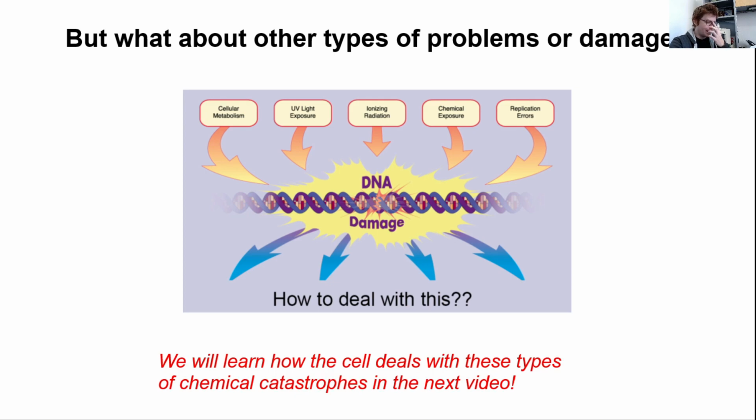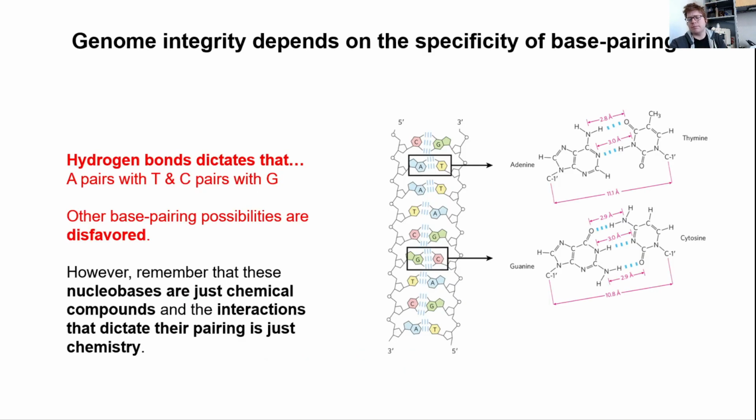And so why are these chemical catastrophes potentially catastrophes, right? I mean, couldn't these chemical modifications have no effect on base pairing? Well, that's always a possibility, but remember that the genome integrity, that is this idea of being able to have a perfect genetic material that can be used as a template to copy perfectly and pass on to the next generation, really depends on the specificity of base pairing. And so we talked a lot in the previous lectures about how A is only going to pair with T and C is only going to pair with G.